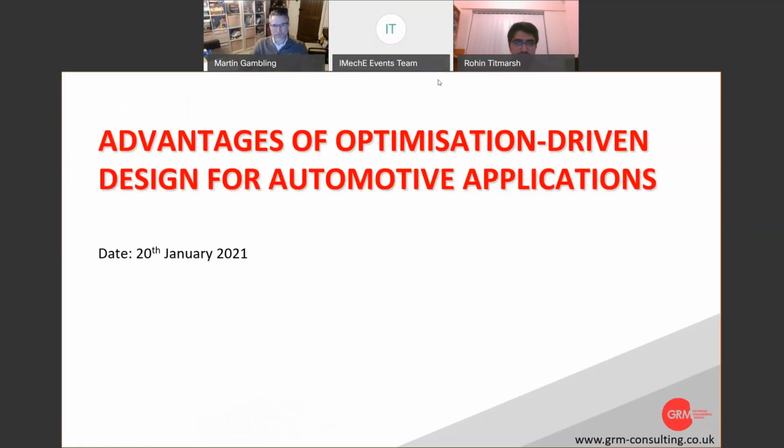It gives me great pleasure to introduce our topic and our speaker. That is advantages of optimization-driven design for automotive applications. And Martin Gambling from GRM Consulting has very generously donated his time to speak to us tonight about this.